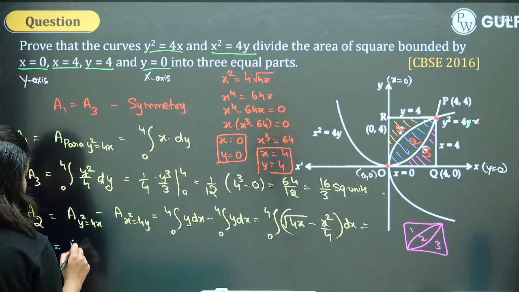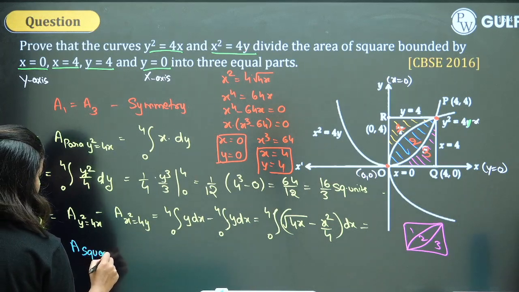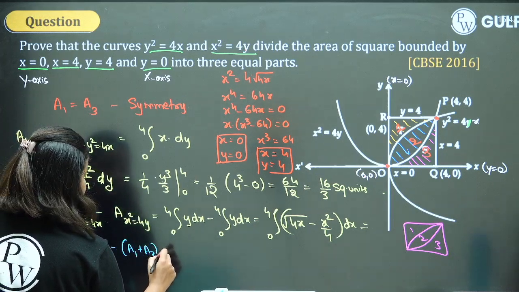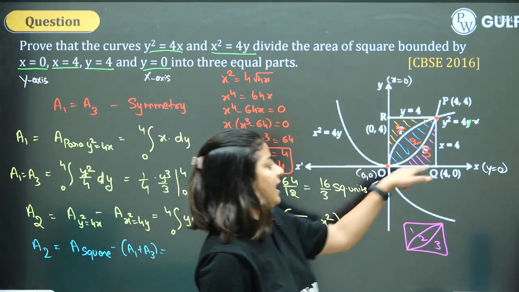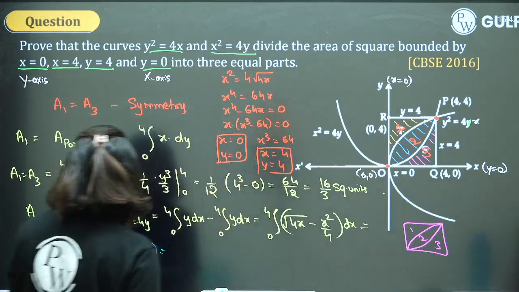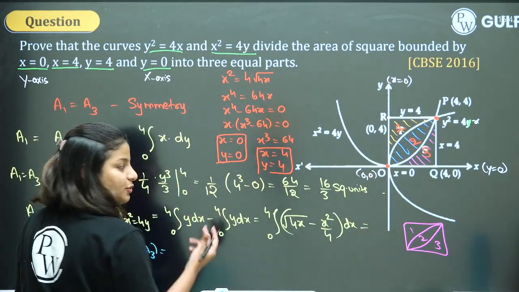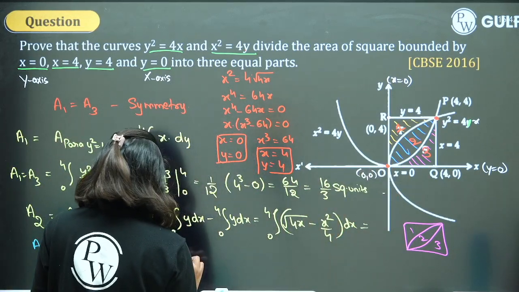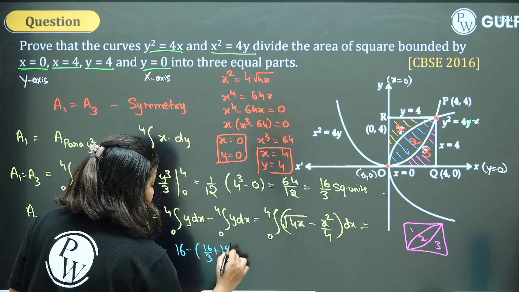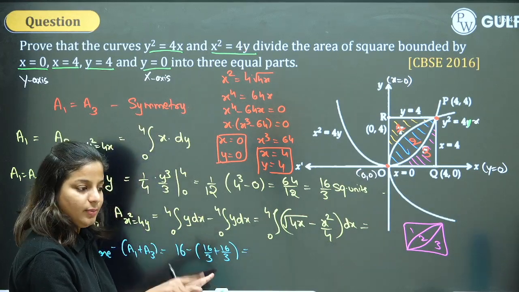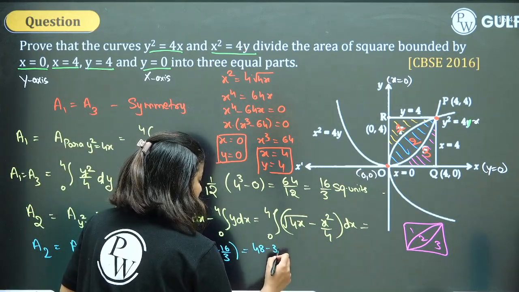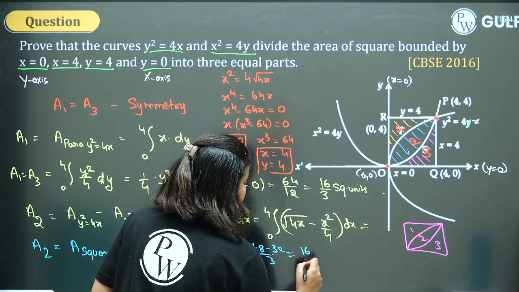Area of A2, isn't it area under the square minus area of 1 plus 3? From the entire area of square, you will subtract 1 and 3, you will get the area of the second part. What is the area of square formula? Side square. 4 square is 16, minus 16 by 3, plus 16 by 3. 16 minus 32 by 3. 16 3s are 48, minus 32 by 3, which is again 16 by 3.